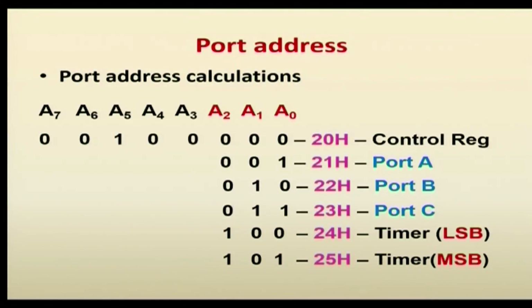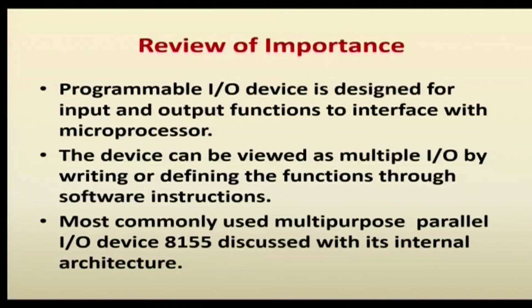So we have to calculate the port address, then write the control register, and only then can we interface the program. In today's session we have discussed what a programmable device is, what an IO device is, and how we convert it into a programmable IO device. In the programmable IO device, most commonly we use the 8155, which is a programmable peripheral interface device. We have discussed the 8155 features along with its internal architecture.